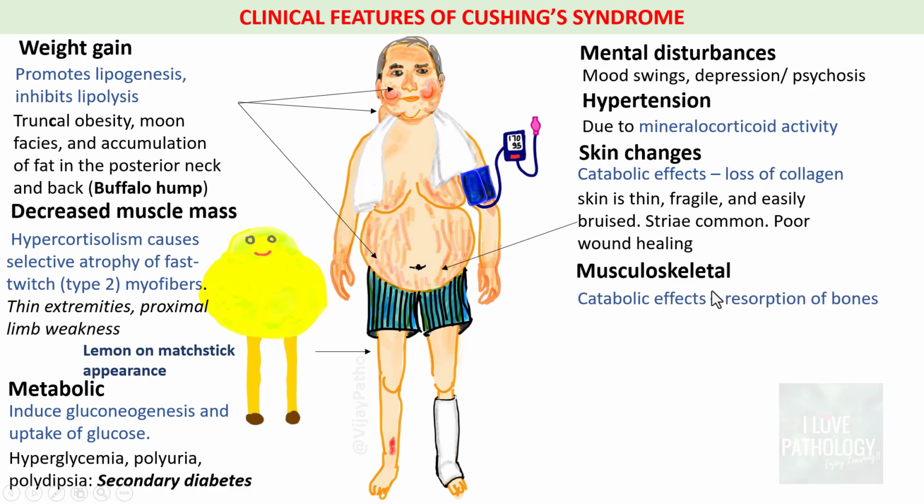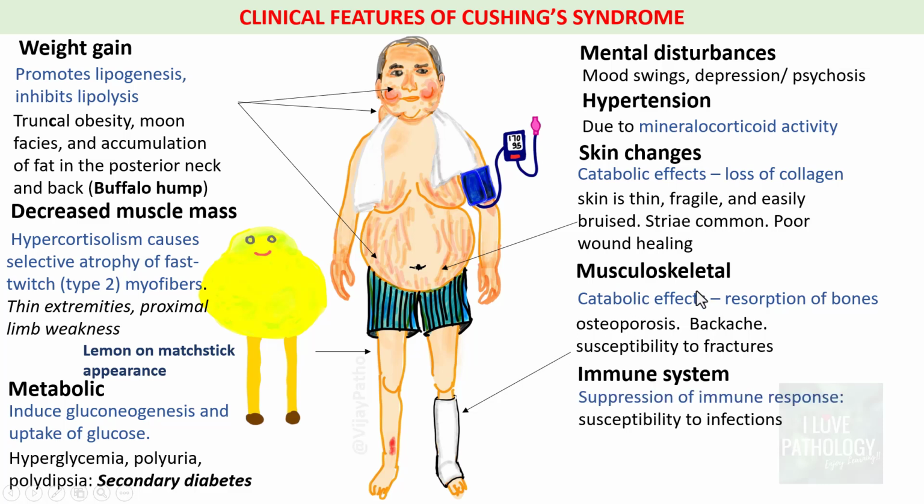What are the musculoskeletal changes? Again, that's because of catabolic effects, where the glucocorticoids cause more resorption of bones, leading on to osteoporosis. Vertebral bones are more commonly involved, and that's why these patients manifest with backache. And they are also susceptible to fractures because of brittle bones, right? So these are the musculoskeletal manifestations.